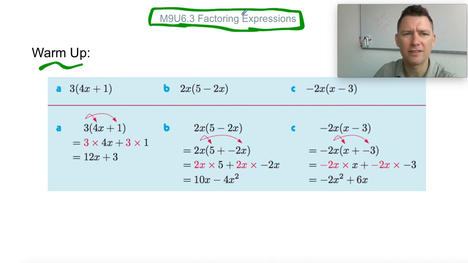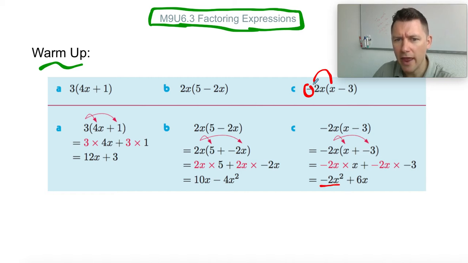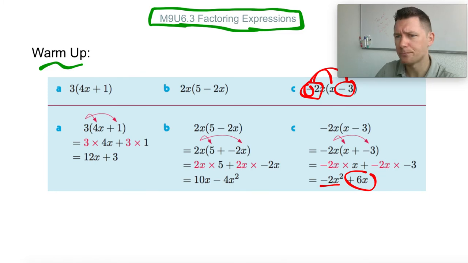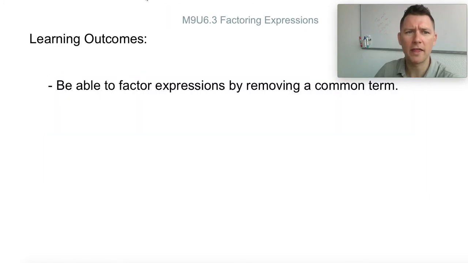because you have this negative sign. So this gets distributed. This is like a negative times a positive, so therefore it becomes negative. And this is a negative times a negative, and so therefore it becomes positive. Watch your signs. All right. So today I want you to be able to factor expressions by removing common terms.